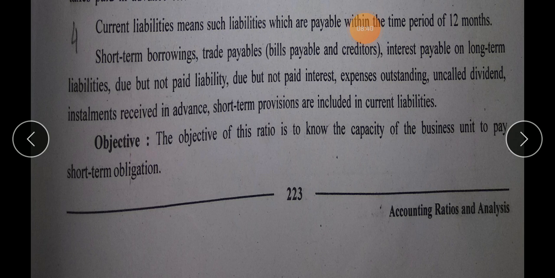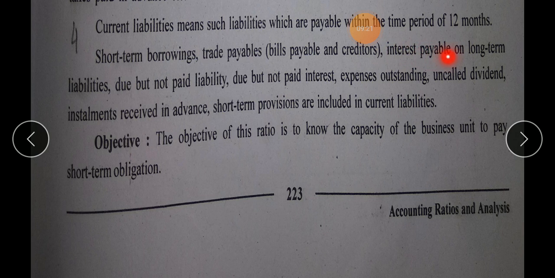They have given the meaning. Current liabilities means such liabilities which are payable within the time period of 12 months. Yes, 12 months is a year. So what is included in that? Short-term borrowings, trade payables. The way you have trade receivables, you have trade payables even. Trade payables is bills payable and creditors. Trade receivables, what is included? It is bills receivable and debtors. And at the time of payables, it is bills payable and creditors.